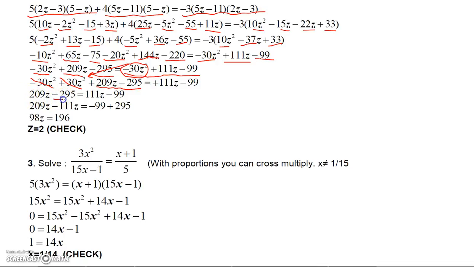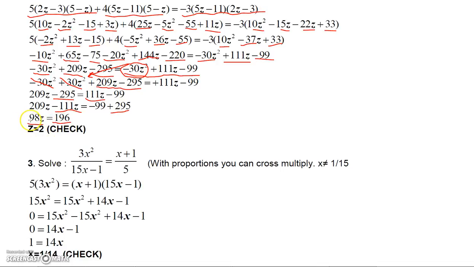I have minus 295 on the left. If I move it to the right, it becomes plus 295. As far as my variables, on the right I have 111z. If I move it to the left, it becomes minus 111z. And now I just say 209 minus 111, that's 98, so that's going to be 98z. And then minus 99 plus 295 is 196.